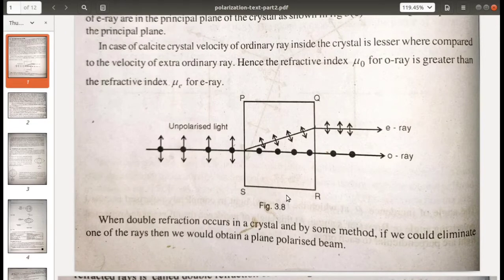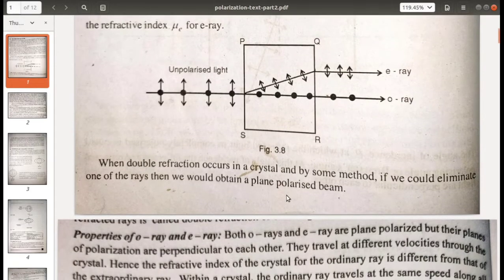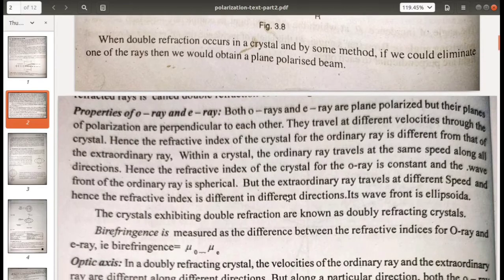When double refraction occurs in a crystal, and by some method, if we could eliminate one of the rays, we would obtain a polarized beam. We will see soon how it can be eliminated.